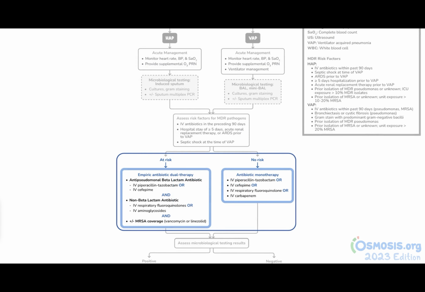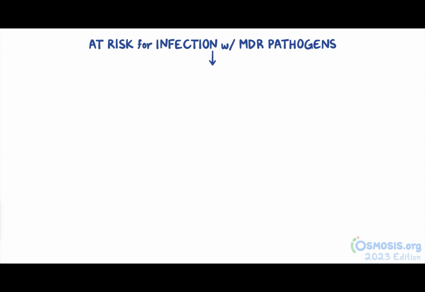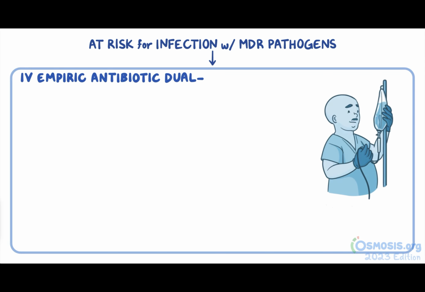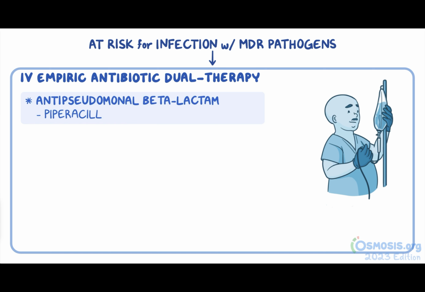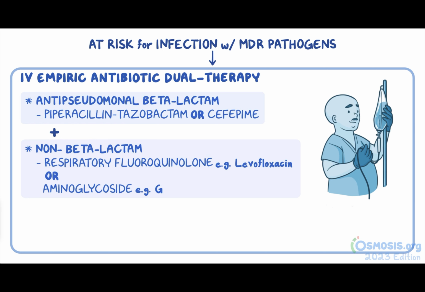Now let's focus on individuals that are at risk for infection with MDR pathogens. These patients have one or more risk factors and require an IV empiric antibiotic dual therapy. Typically, this includes a combination of an anti-pseudomonal beta-lactam, such as piperacillin tazobactam or cefepime, and a non-beta-lactam, such as a respiratory fluoroquinolone like levofloxacin or an aminoglycoside like gentamicin.